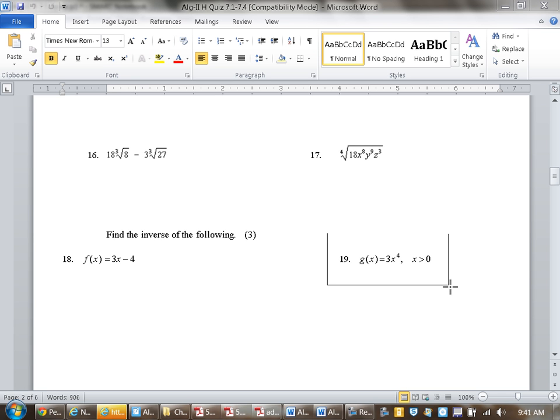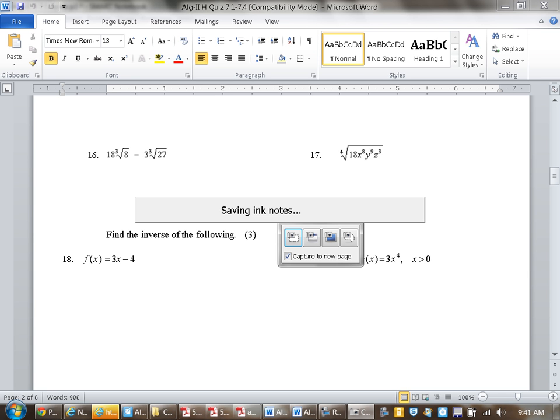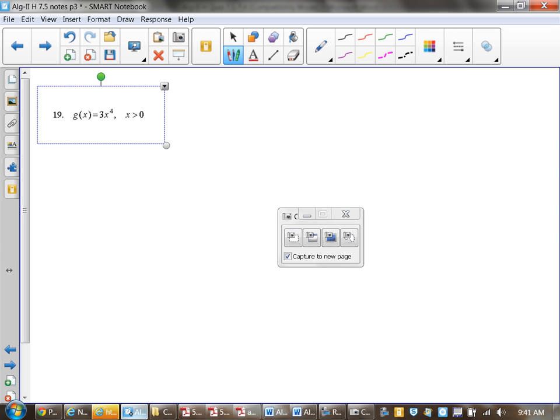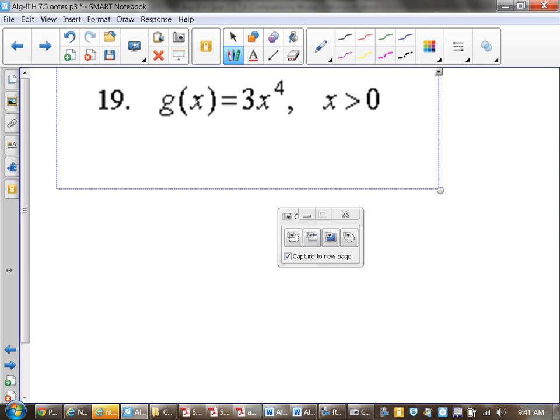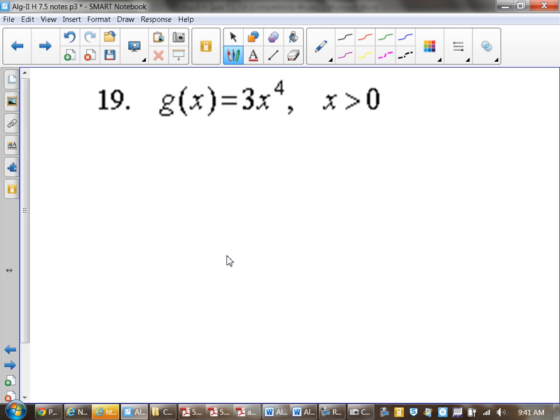Find the inverse. If I'm not mistaken, about 4 of you got this right. Find the inverse. It's from the quiz. And there's a reason why most of you guys got this wrong. You didn't rationalize. You can't have a radical in the denominator.